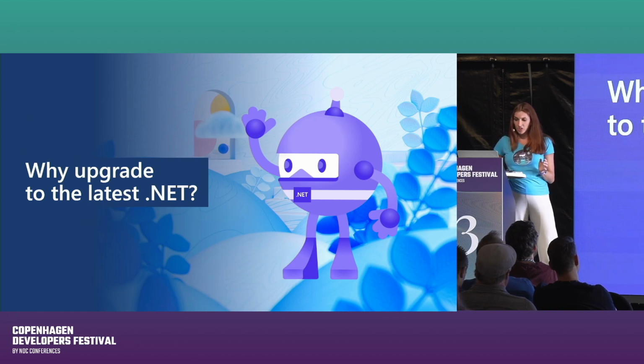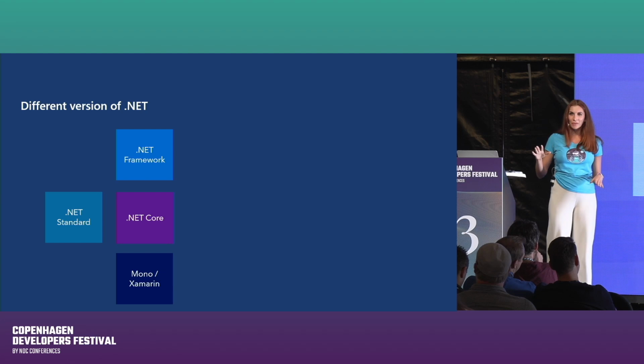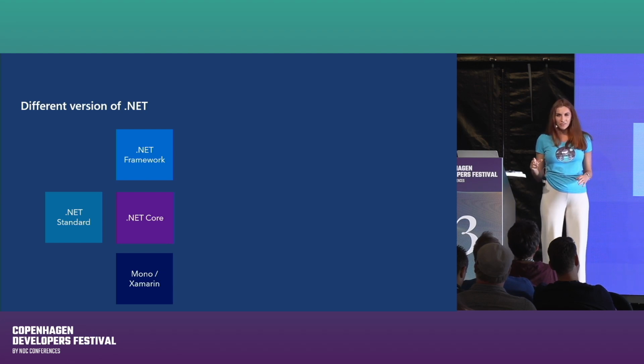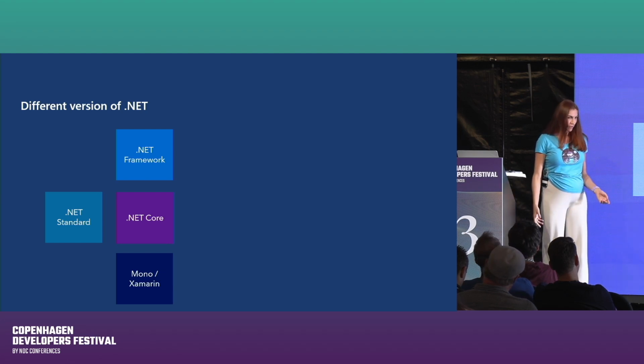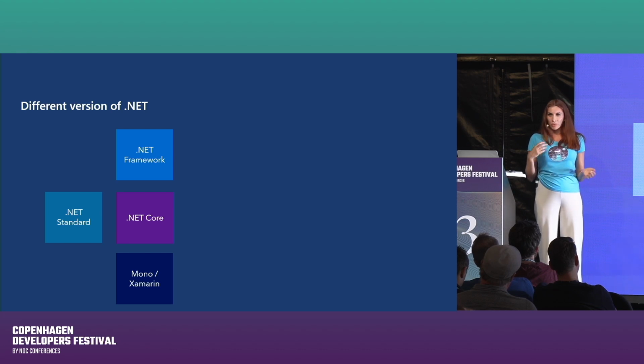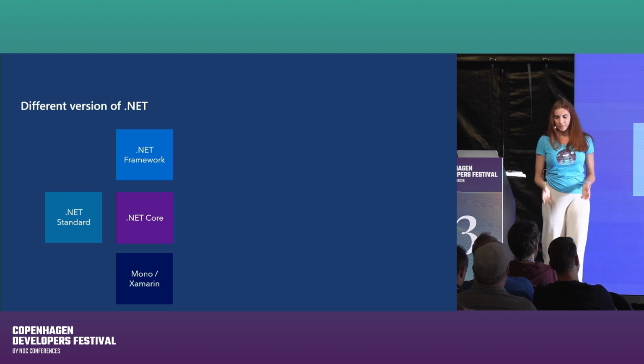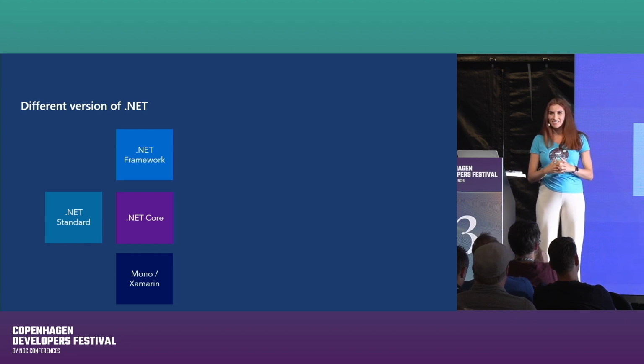Before jumping into that, I want to clarify something, because I still receive questions like, there are so many different versions of .NET. There's .NET Framework, .NET Core. For Xamarin, there's Mono. There's also .NET Standard. What should I use? How do they relate to each other? Why are there so many? Yeah, that's a very valid question.